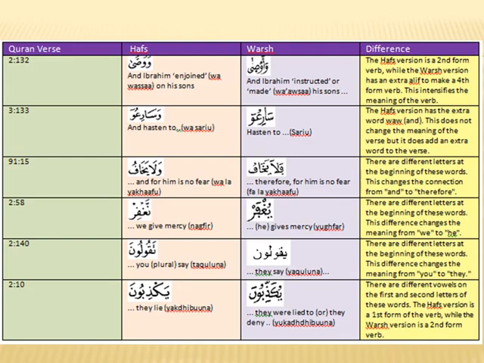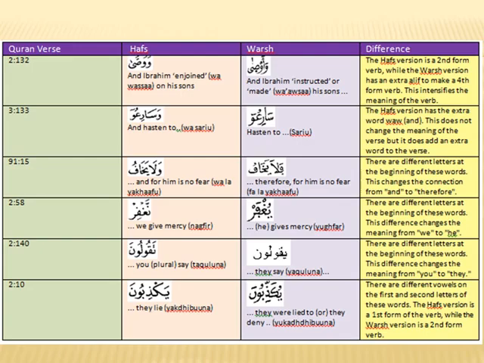Quran verse 2:132 in the Hafs, wawassa, and Ibrahim enjoined on his sons. In the Warsh, wa awsa, and Ibrahim instructed or made his sons. The difference is that the Hafs version is a second form verb, while the Warsh version had an extra alif to make a fourth form verb. This intensifies the meaning of the verb.